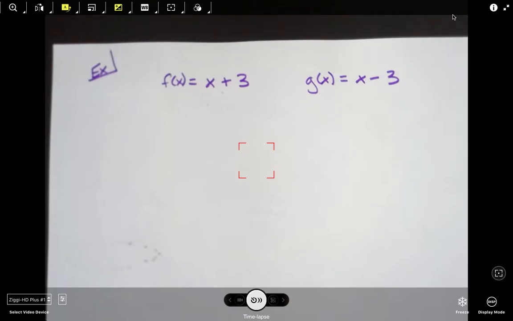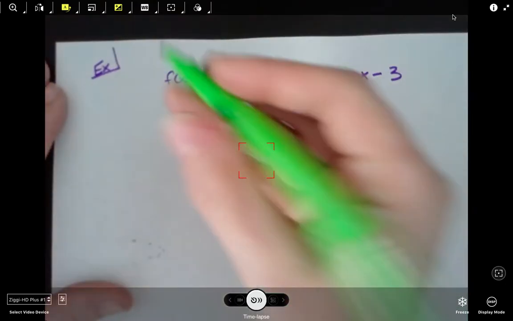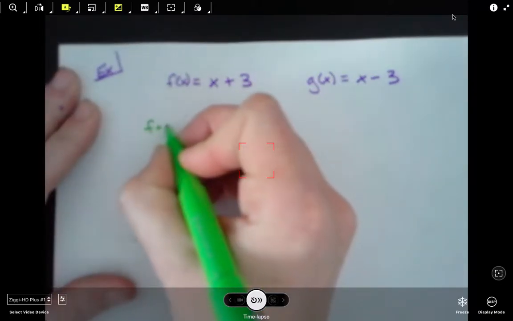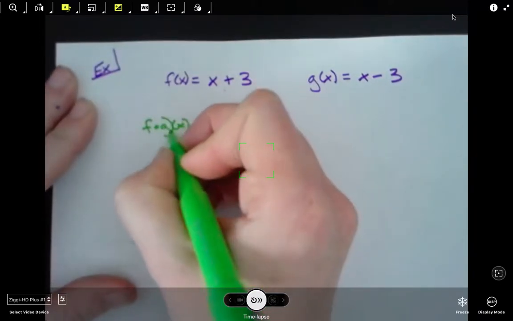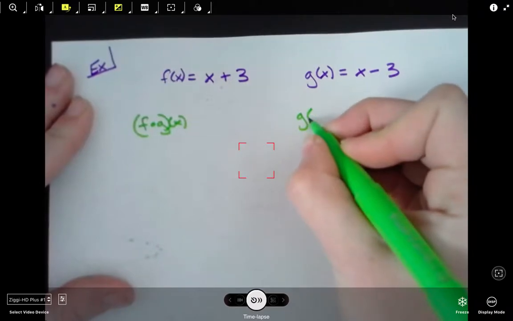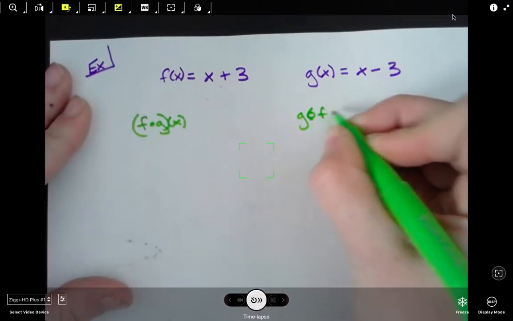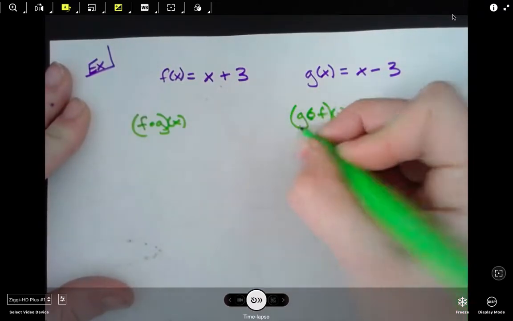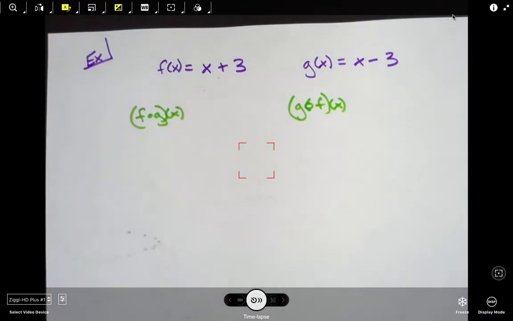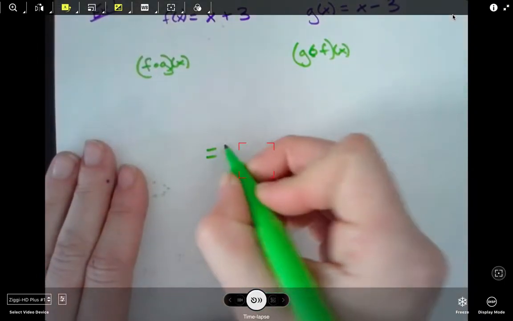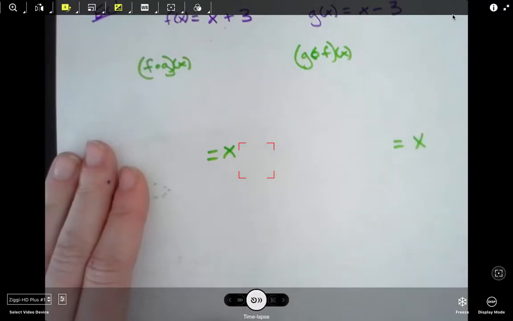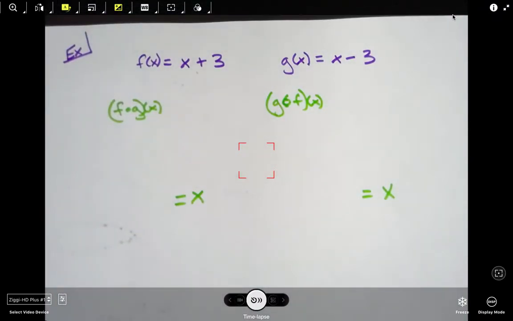Okay, here's what I can do. You should be able to take f composed of g of x and g composed of f of x. You should be able to do both of those things and come out with x as the answer. Okay, so we're going to do that real quick just to see what we get. F composed of g of x and g composed of f of x.